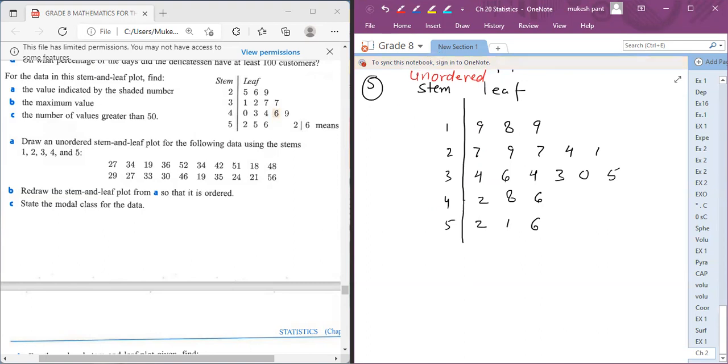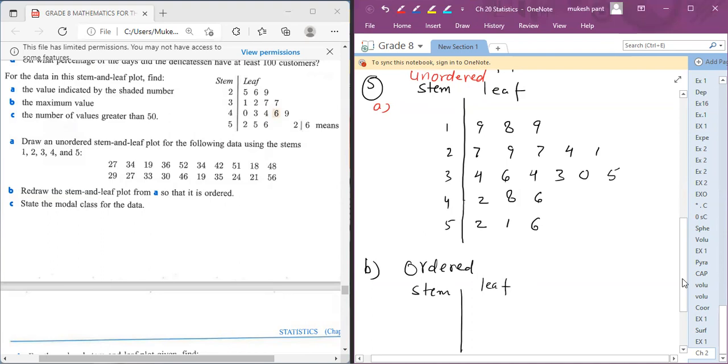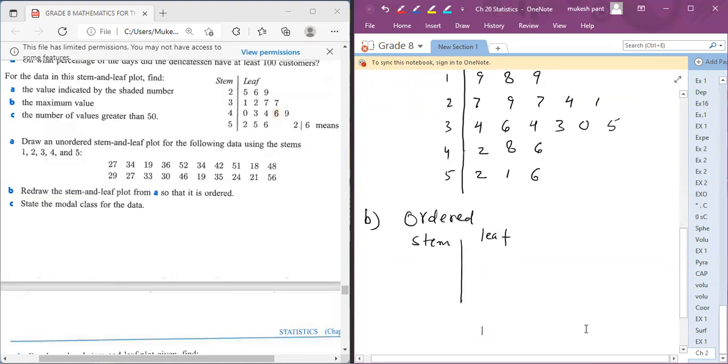This was part A, when we had to draw the unordered one. Now for part B, we have to draw the ordered one. You can redraw the diagram. See that the word ordered is there, so we'll put them in order. Here the stem, draw a line, and this side will be the leaf. Okay guys, so you know what we have to do.